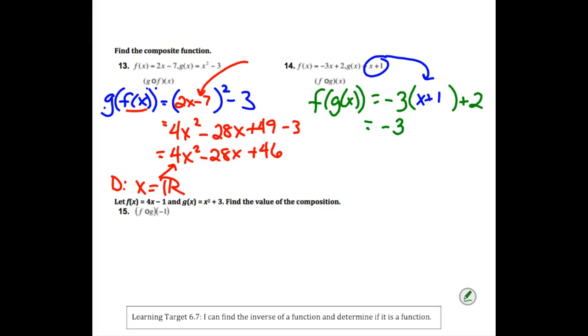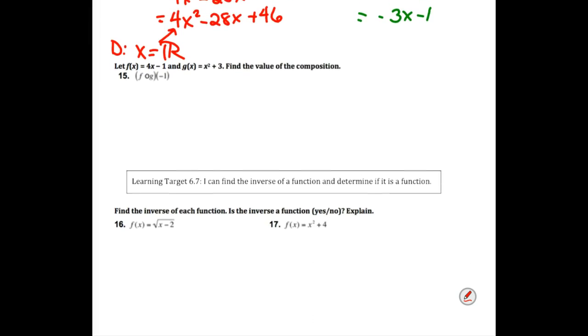Distributing, we have negative 3x minus 3 plus the 2. You should have negative 3x minus 1. Okay? Any domain restrictions on that one? No. All right.